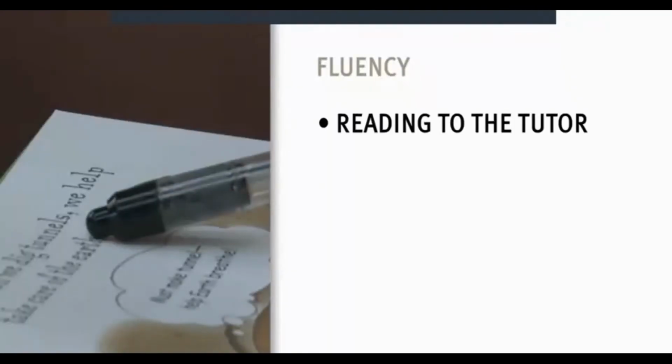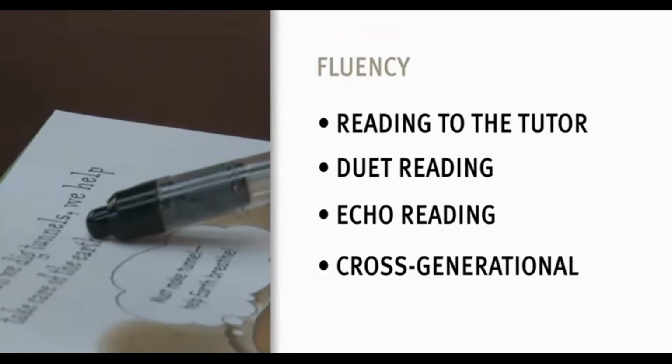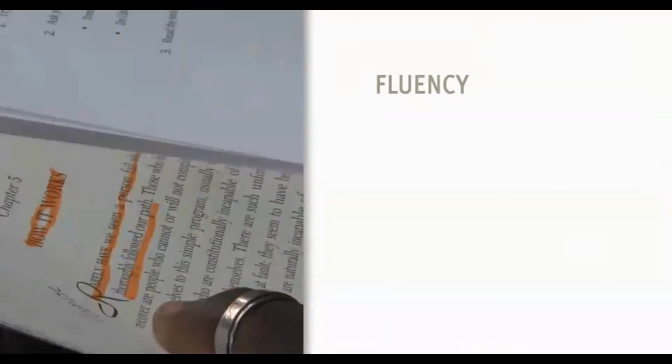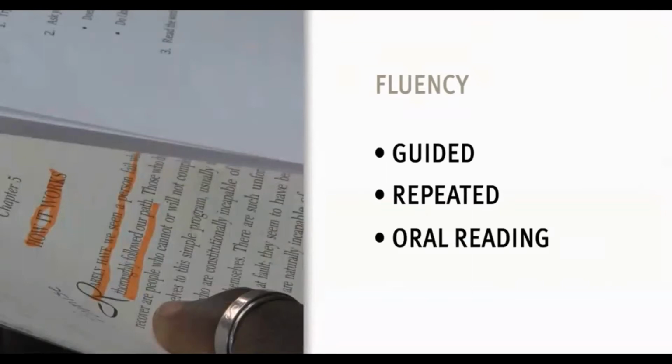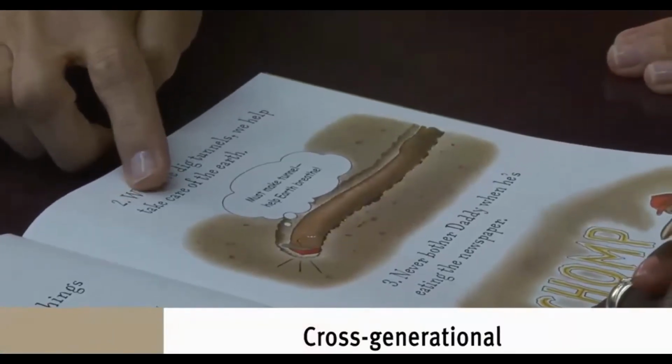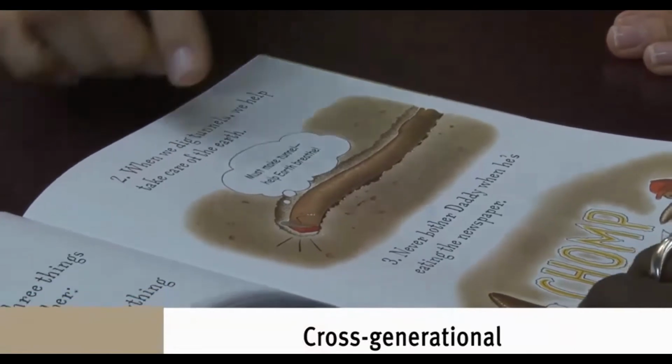You'll see a learner and a tutor practice this strategy in 5 different ways: reading to the tutor, duet reading, echo reading, cross-generational reading, recorded reading. You'll now watch a learner and a tutor practicing 2 guided, repeated, oral reading strategies at the same time. Reading to the tutor, in which the tutor provides help to identify problem words and engages the learner in discussion. And cross-generational reading, where the learner prepares to read to a child.